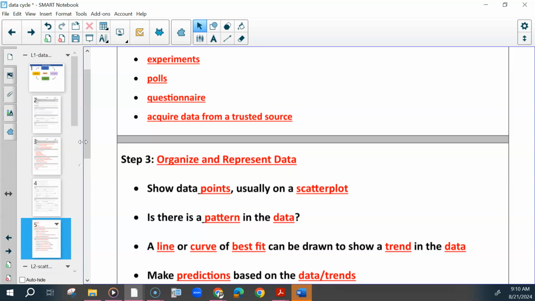And then as we're organizing and representing the data, we can make predictions based on this data. Because I know this is going to be a positive relationship, what could happen at this point in time? Or because I know this is going to be a negative relationship, what could happen at this point in time in the data?